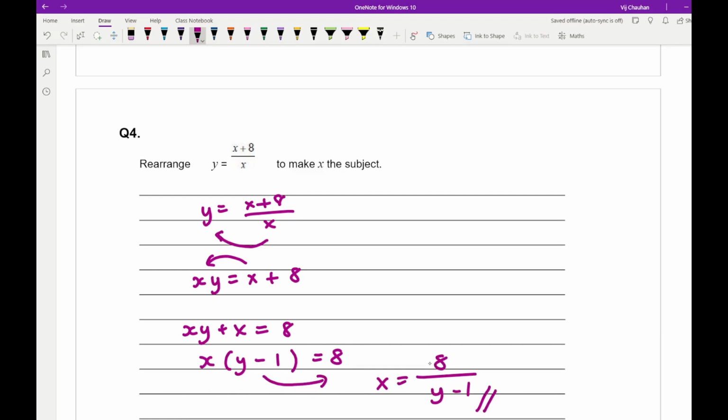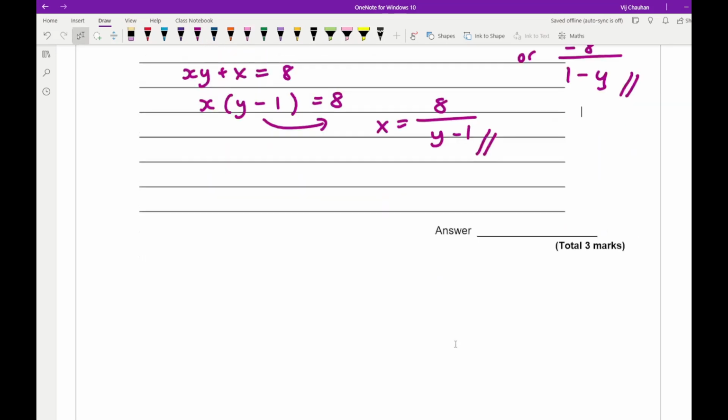Now depending on the order of how you've done it, another possible way of writing the correct answer is to write minus 8 over 1 minus y. So if you wrote that, that would be absolutely fine to get you full marks, but just remember your y doesn't look like a 9, which is what potentially it could look like there. So yes, either of those two would be absolutely fine as the correct answer.